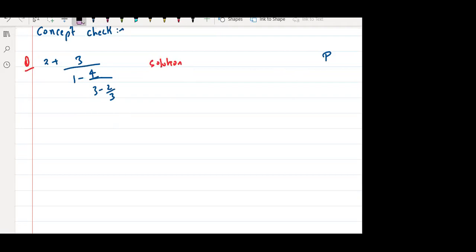Okay, now I can say, sir, we will start with the bottom. Bottom is this, है ना? Bottom is this. We will start from here. So step one. 3 minus 2 by 3, right?